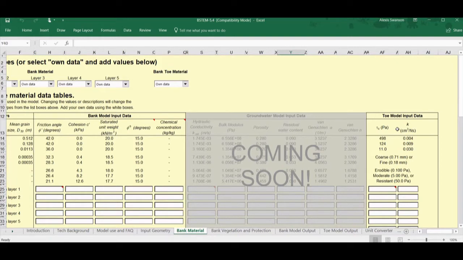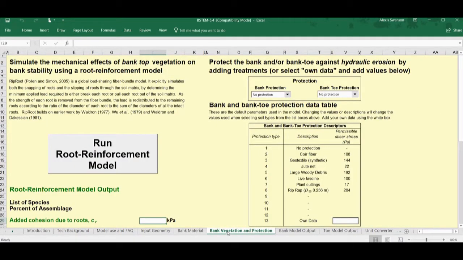model input data. In this case, the authors ran simulations using both the default parameters based on soil type as well as the actual measured values. The final input tab includes information regarding the vegetation and protection of the bank.